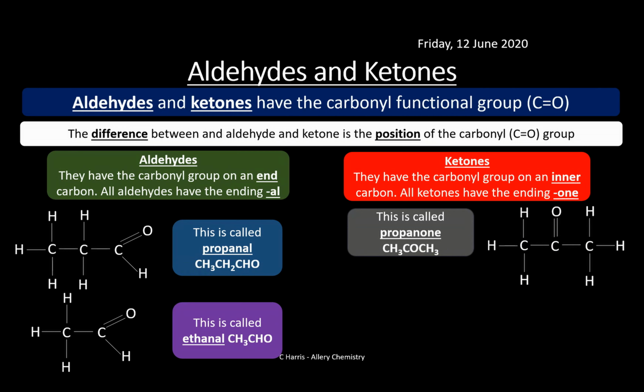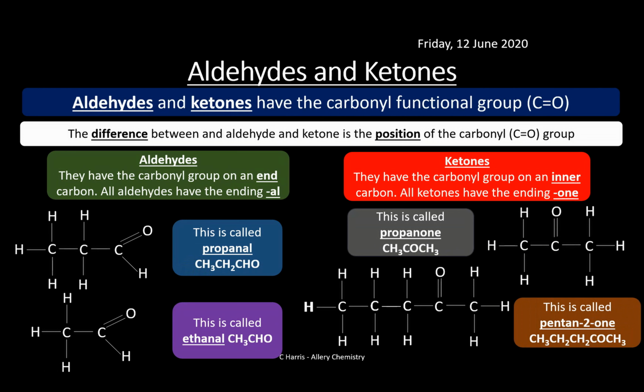Also you can see here that we've got one with 5 carbons, so we've got to specify exactly where that carbonyl group is. In this case, it's sitting on the second carbon, because you've got 1, 2, 3, 4, 5 carbons in a chain. So this is sitting on carbon 2, so we call this pentan-2-one. Just be aware that you do have to specify where this carbonyl group is if it's a ketone that has a longer carbon chain, as you can see there.